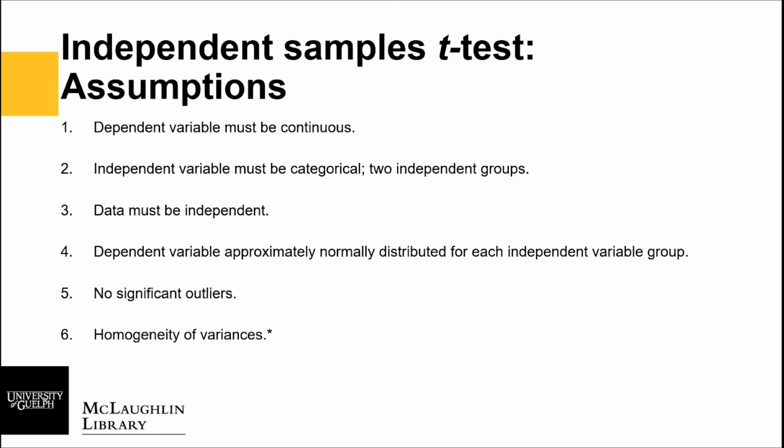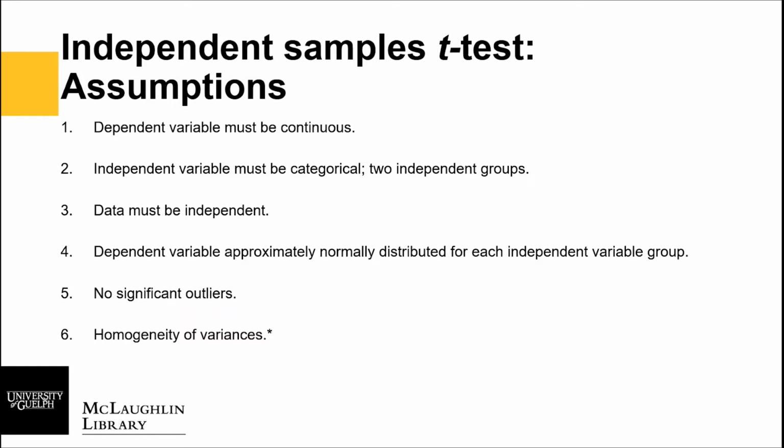What are the assumptions of an independent samples t-test? There are 6 different assumptions that we must meet in order for the results of this test to be valid. The first is that the dependent variable must be continuous. Our second assumption is that the independent variable must be categorical with 2 independent groups.